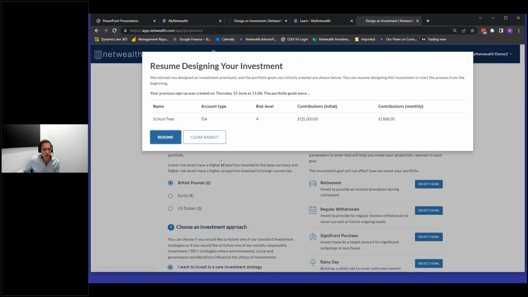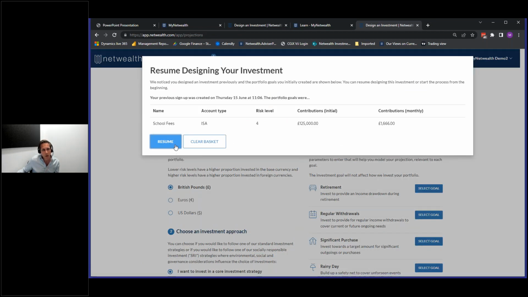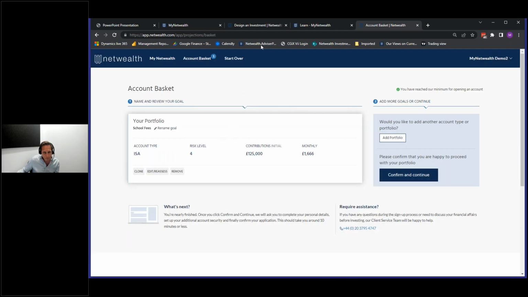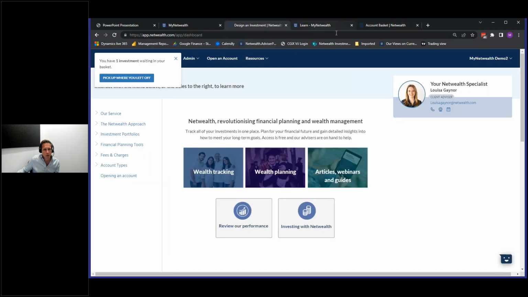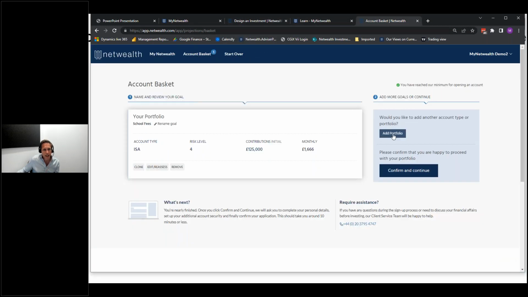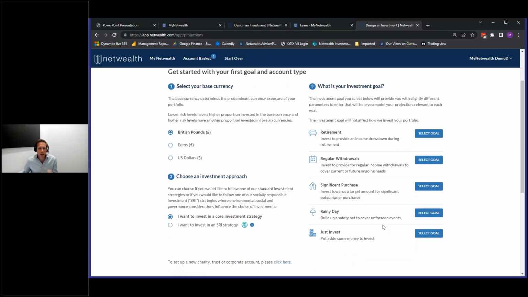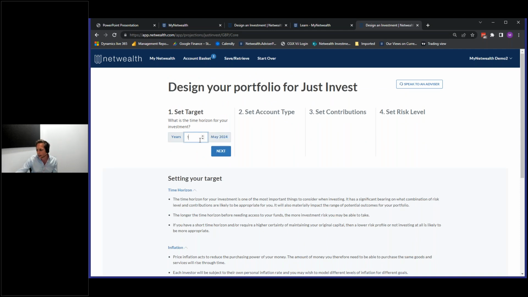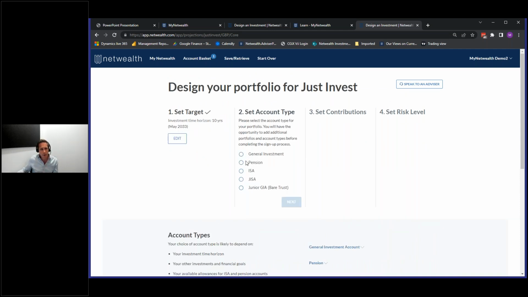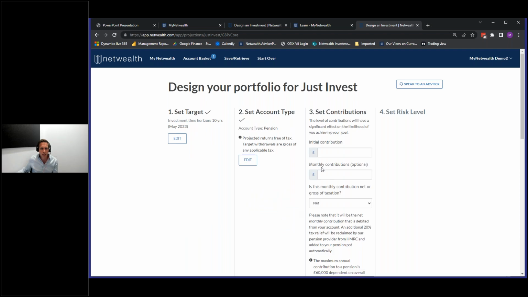But if you wanted to get started and open an account, you might want to have a look through the different moving parts, and we can go back to the basket here and think about some of the specifics. What I'm actually going to do is go to here and think about adding a new portfolio, because we're now thinking about implementing. So maybe I was thinking about the pension, for example. I want to think about a 10-year time horizon in a pension account. I want to model for this specific goal.